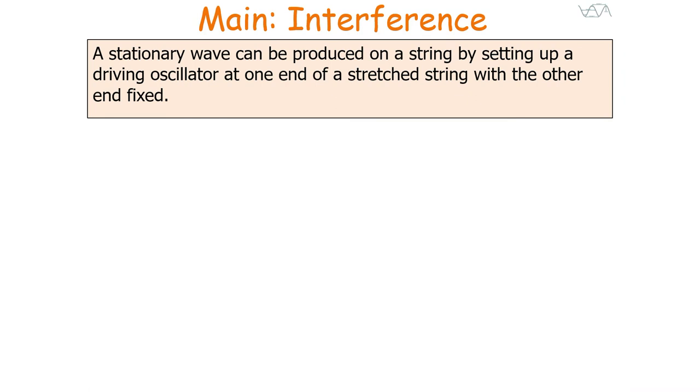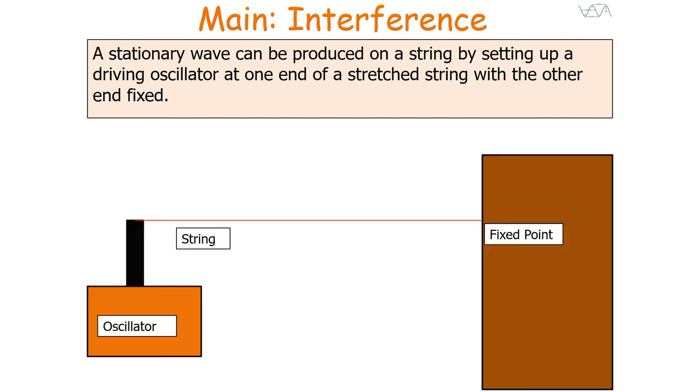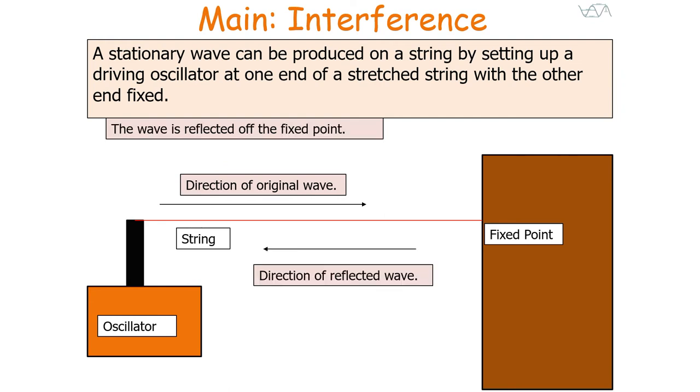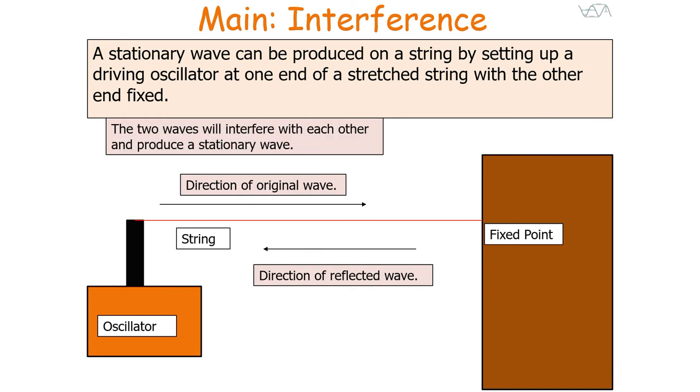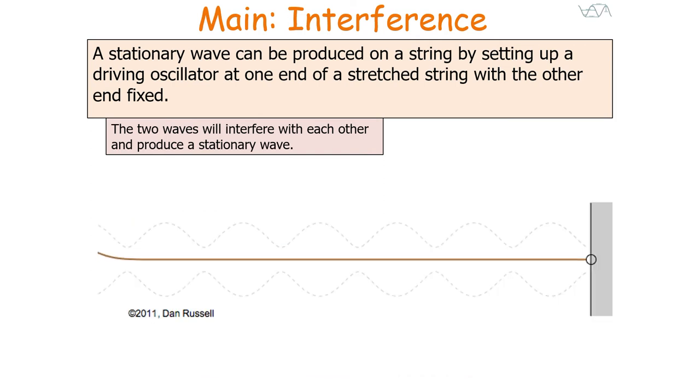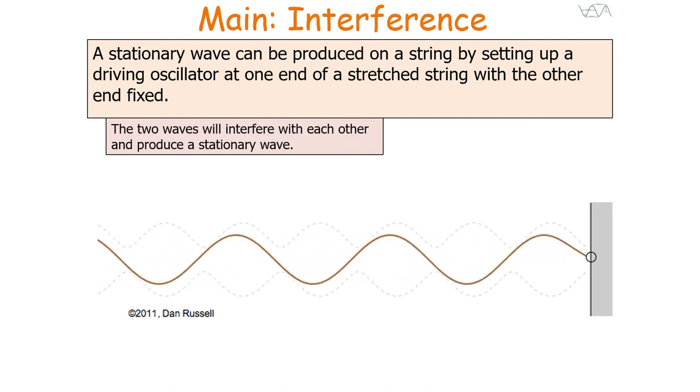Now, a stationary wave can be produced on a string by setting up a driving oscillator at one end of a stretched string with the other end fixed, as shown here. Now, a wave can be produced by the oscillator and sent down the string. The wave will then reflect off the fixed point and come back in the other direction, and the two waves will interfere with each other and produce a stationary wave. Now, the two waves will interfere with each other as they're coherent with each other and they're overlapping and they're moving in opposite directions. So the two waves interfere with each other and produce a stationary wave, as shown in this particular animation.